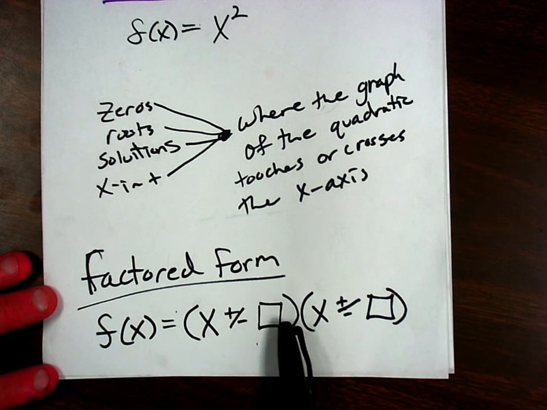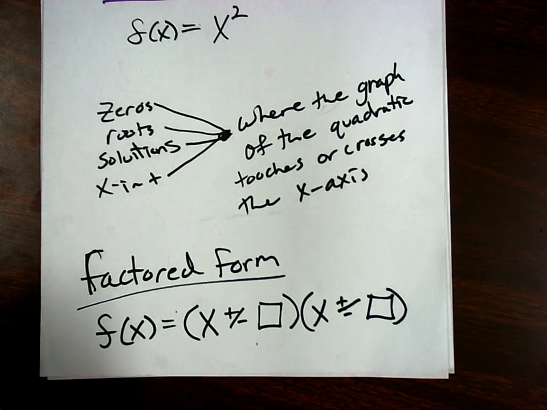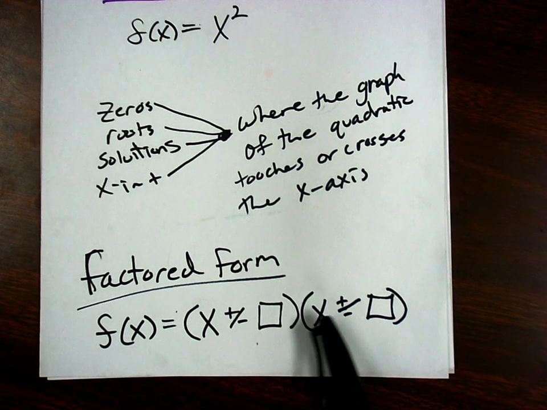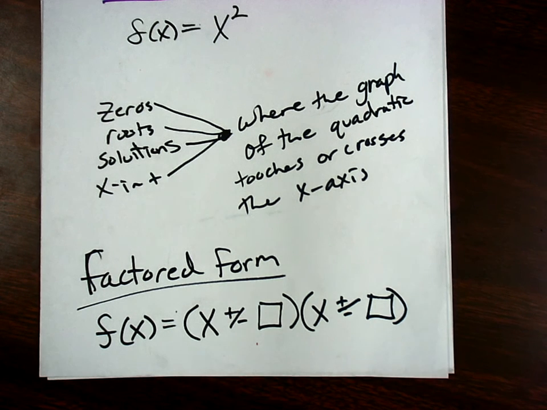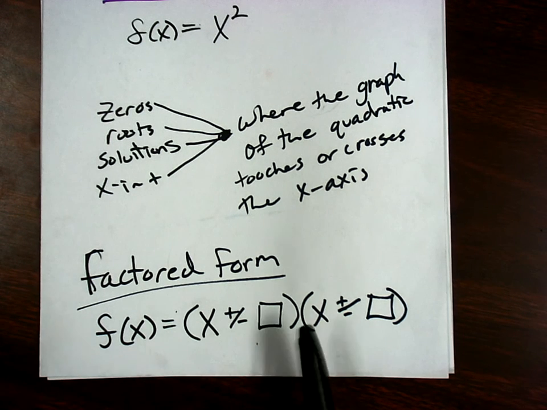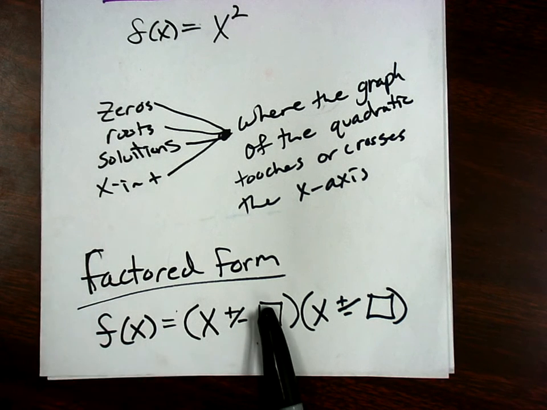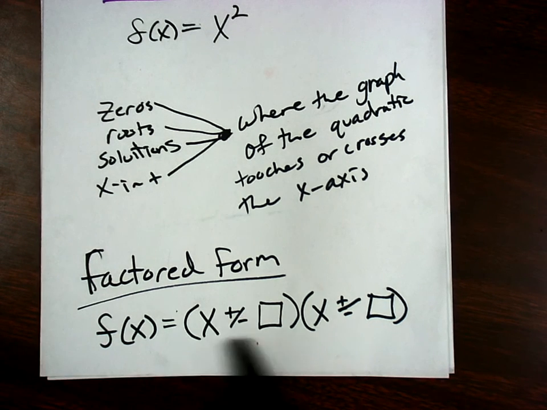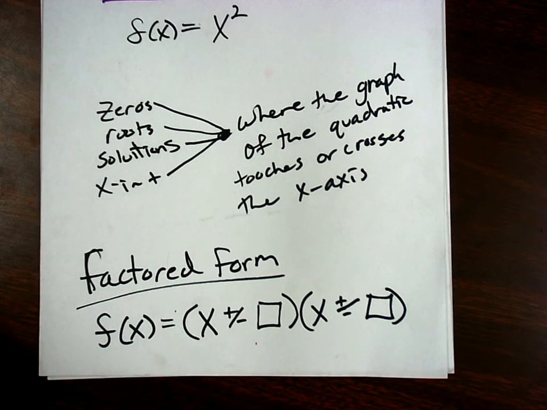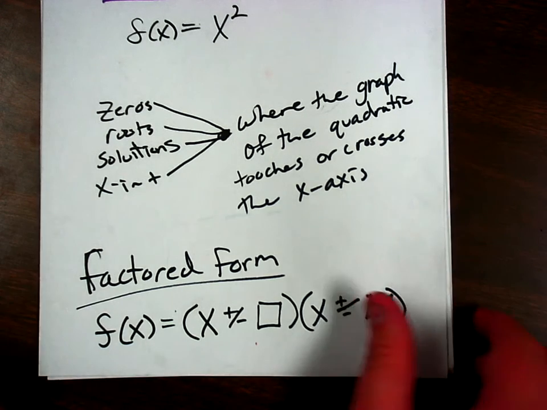It's going to have two sets of parentheses, and inside the parentheses, there's going to be a polynomial or a binomial. Polynomial just means many terms. A binomial means two terms. So this set of parentheses has one term, the x term, and then another number here. That's the second term. Okay, so this is what factored form is going to look like. Now, let's move into our first example.